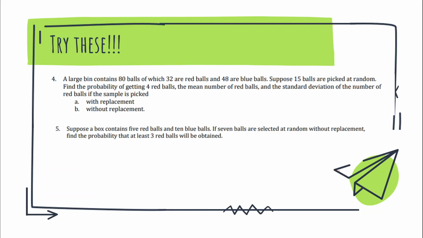Okay, so we have here try this at home. A large bin contains 80 balls, of which 30 are red balls and 48 blue balls. So 15 balls are picked at random. Find the probability of getting 4 red balls, the mean number of red balls, and the standard deviation of the number of red balls if the sample is picked with replacement and without replacement. So take note, hypergeometric is applicable appropriately to without replacement. Suppose a box contains 5 red balls and 10 blue balls. If 7 balls are selected at random without replacement, find the probability that at least 3 red balls will be obtained.